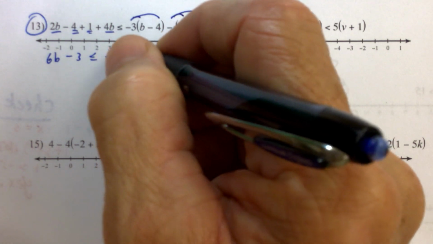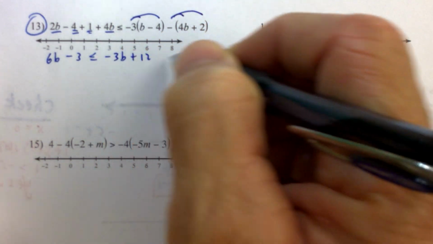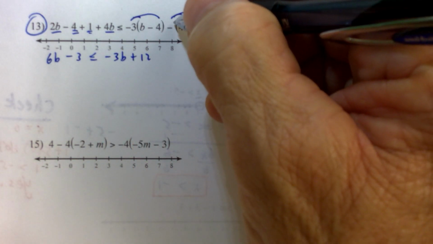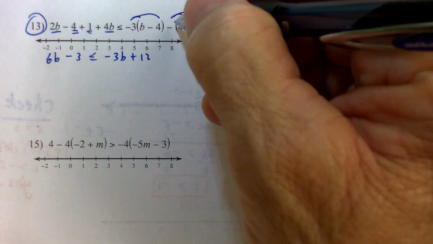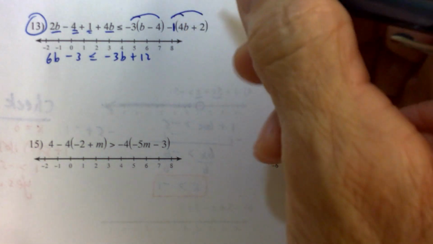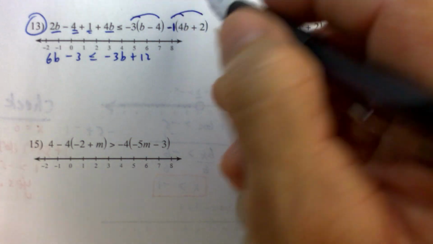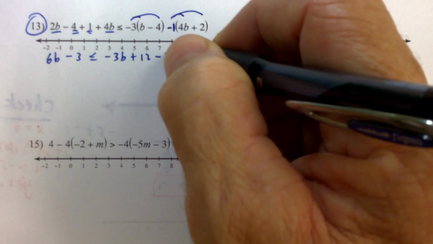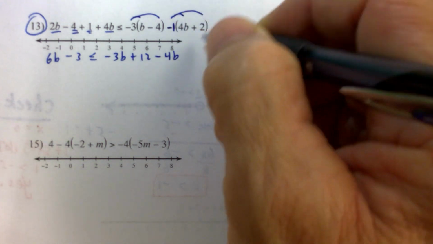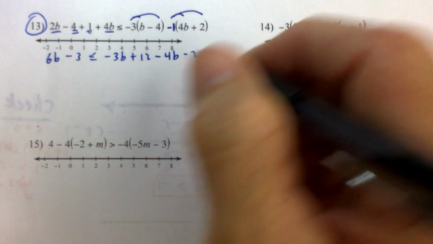Distributing the negative 3 on the right, we get negative 3b plus 12. And then over here, I said I'd get back to this. When we have a minus sign instead of a set of parentheses, we want to think about that as a negative 1, and we distribute the negative 1 to both terms. So negative 1 times 4b is negative 4b. Negative 1 times positive 2 is negative 2.